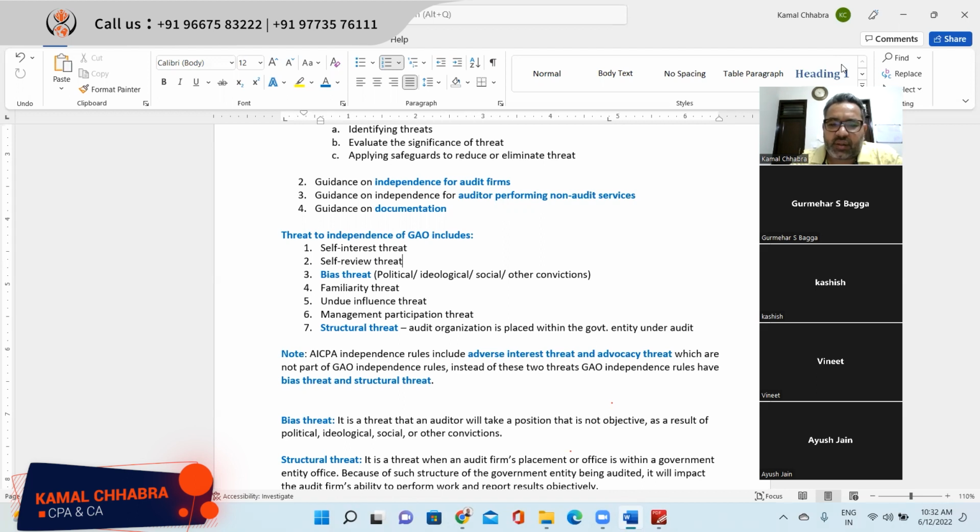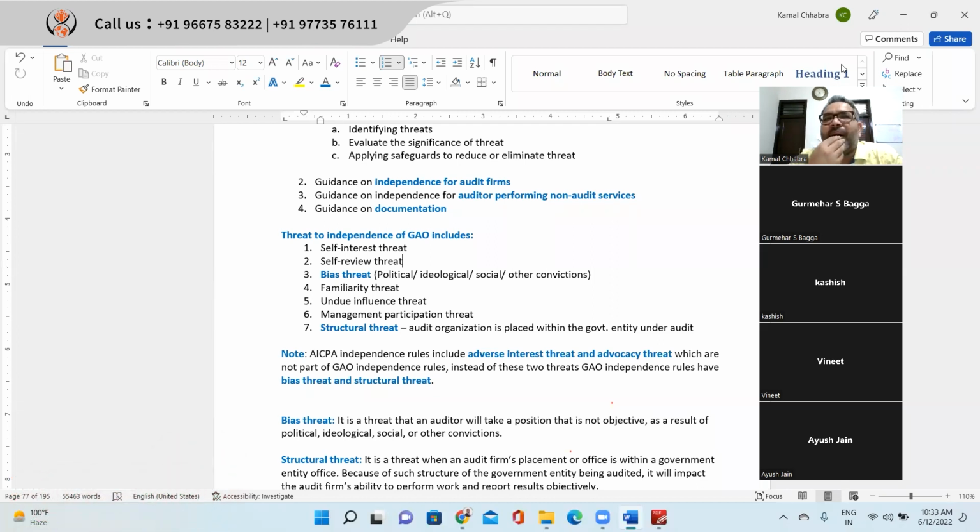It is a threat that an auditor will take a position that is not objective, right? For example, let's say if you are a CPA and you are doing an audit of, let's say, have you heard about this Baba Ram Rahim?